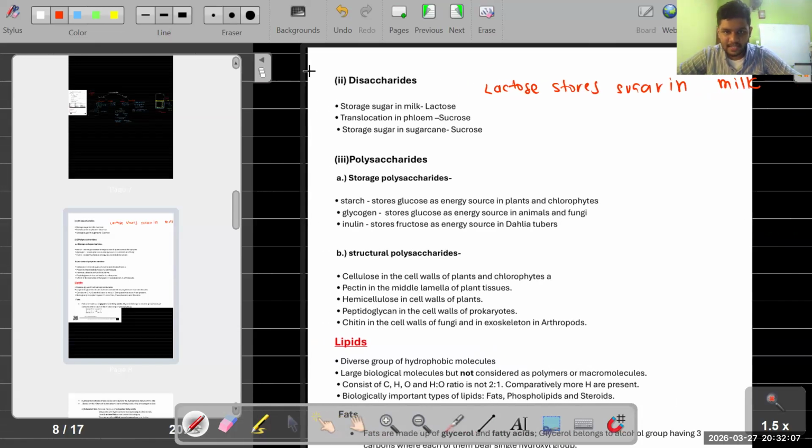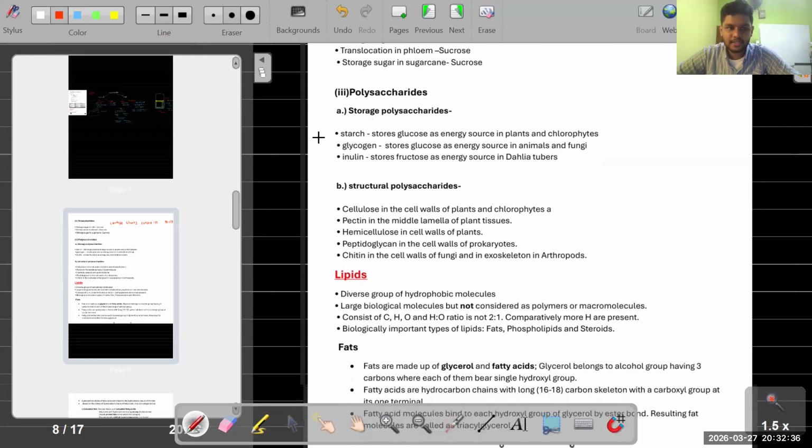Now just check these three functions of disaccharides and let me know if it's clear. If it's clear, I'll move on. Clear, right? Is it clear for all? Very good. Last function is polysaccharide.